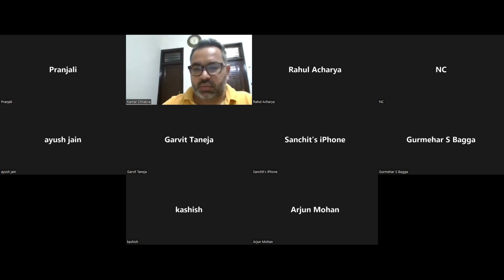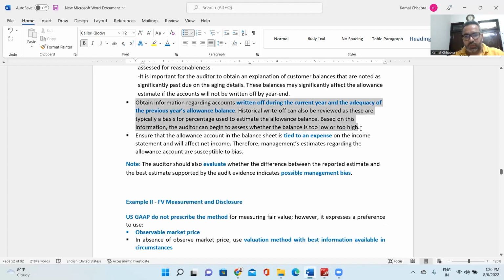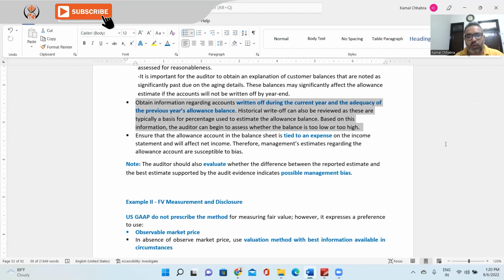the notes part. So in this point, we have obtain information regarding the written off during the current year and adequacy of the previous year allowance balance. Historically, written off can also be reviewed, as these are typically based on the percentage used on the estimate allowance. Based on the information, the auditor can begin to assess whether the balance is too low or too high. Right?